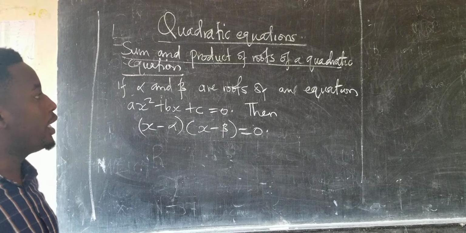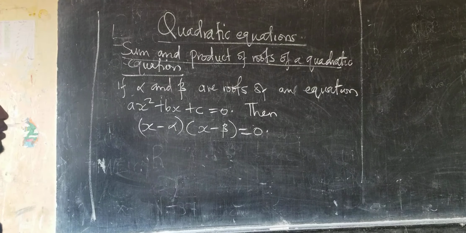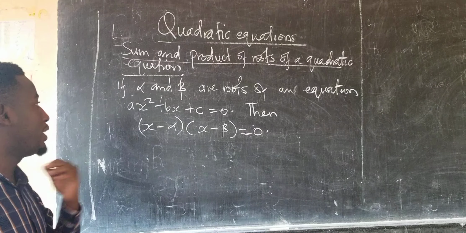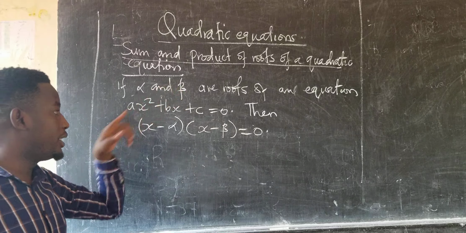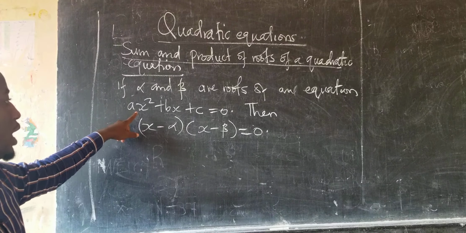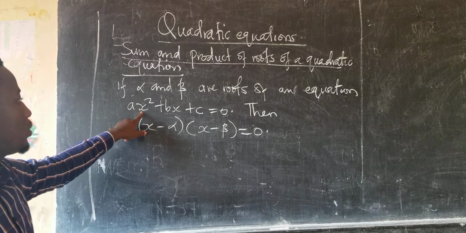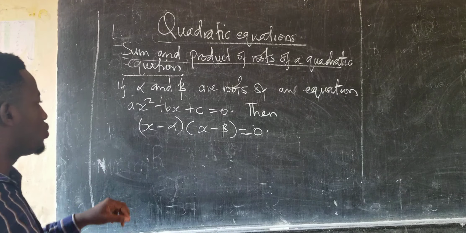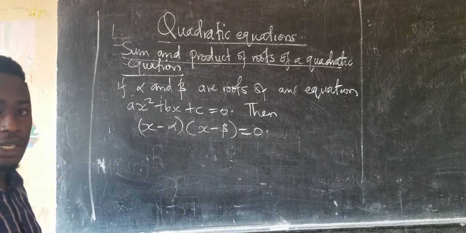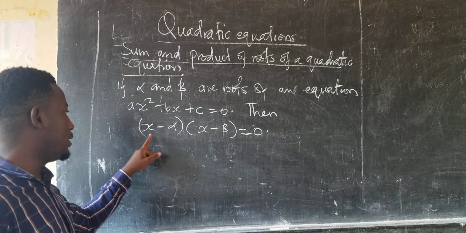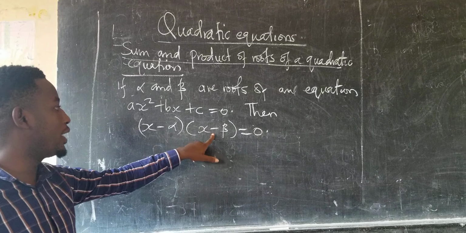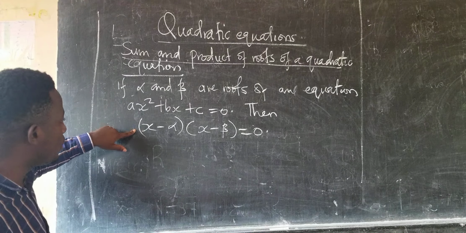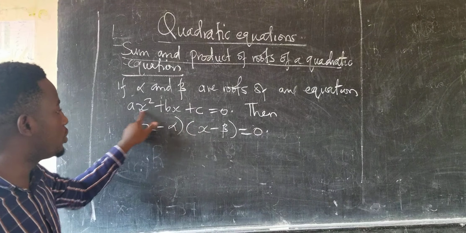Sum and the products of roots of a quadratic equation. And we are saying if the roots of a quadratic equation are alpha and beta, and the quadratic equation we are giving ourselves is ax squared plus bx plus c is equal to 0, then if it is true that alpha and beta are the roots of the equation, then it means x minus alpha into x minus beta is equal to 0. I mean, we can compare this equation to this because these are the roots of this equation.